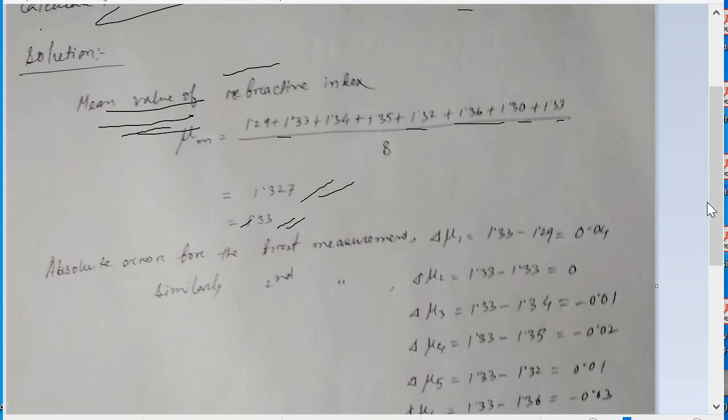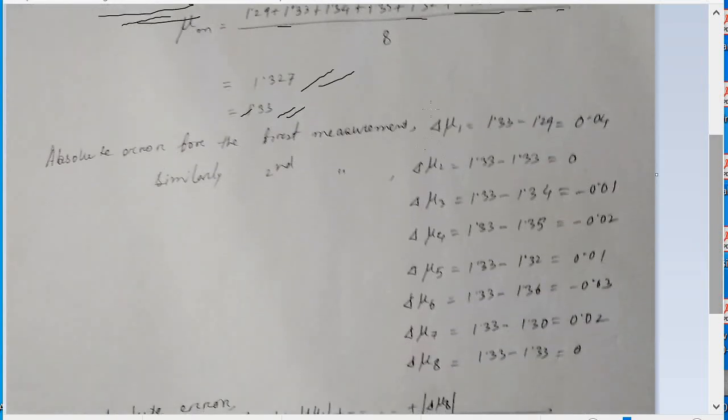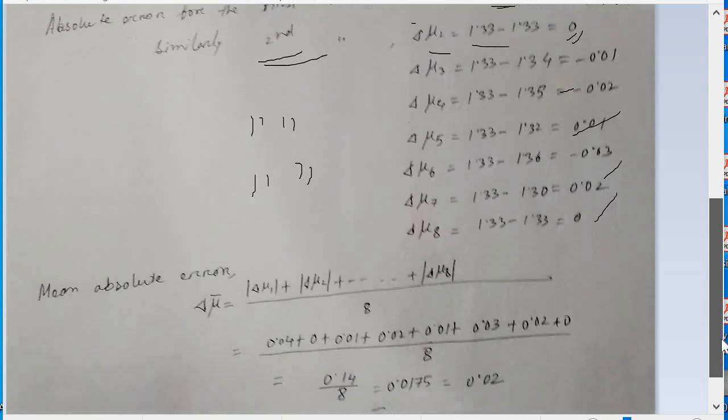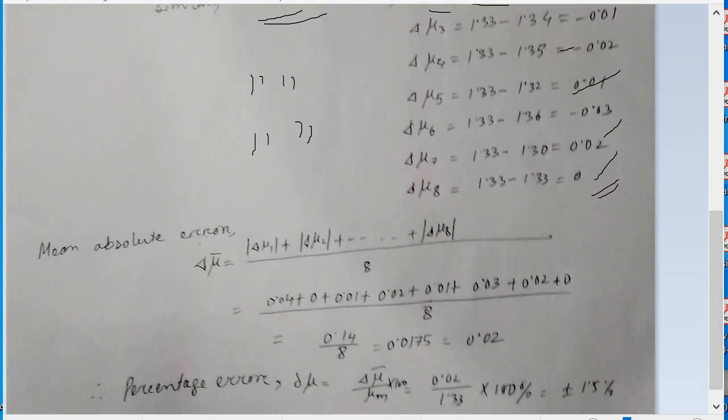So the absolute error for the first measurement: the first measurement is 1.29 and the mean value is 1.33. So del mu 1 is equal to 1.33 minus 1.29, which is 0.04. For the second measurement, 1.33 minus 1.33 is 0. Similarly, we find the absolute errors up to the 8th measurement and get the values as given here. You can pause the video and take note of that.